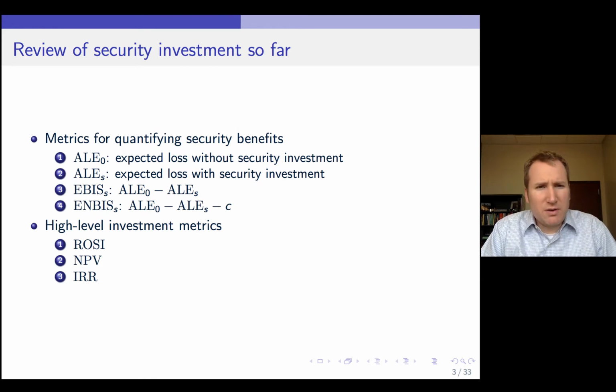So as a reminder, here are the metrics that we've talked about in the course so far. We have this first group of metrics which have to do with how you quantify security benefits, essentially computing expected loss and expected net benefit, which is expected loss minus the cost of security investment. And then there are a couple of high-level metrics we also discussed: return on security investment, net present value, and internal rate of return.